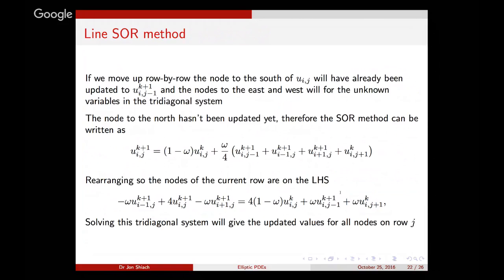Okay. What we do is we put all of what we're trying to solve for on the left and what we know the values for on the right. So this is just this equation rearranged so that we have the current j row on the left, that's what we're solving for, and all these on the right are known values. Okay, we know what they are. So this one here is in the row below, and these two are old values. This is tridiagonal. The reason it's tridiagonal is because we have 3 terms on the left-hand side.